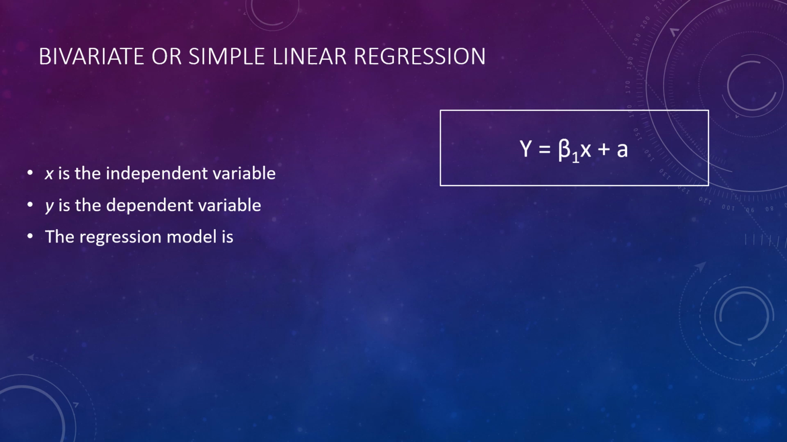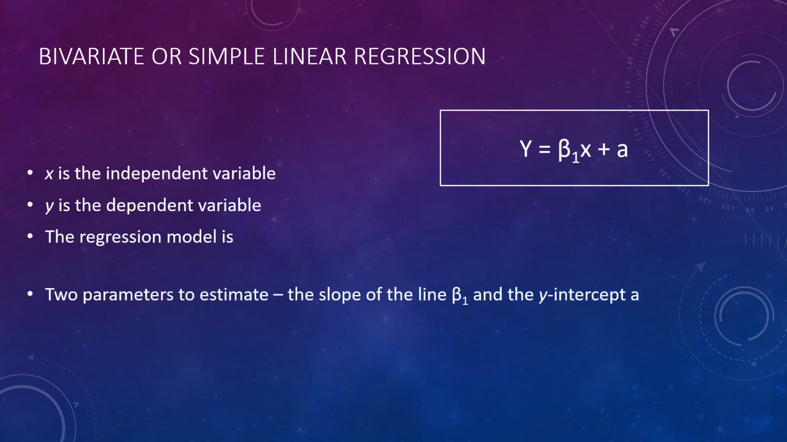So in building our model now, and again, this is our simple linear regression. It's different than multiple regression. I want to emphasize that. The regression model has two parameters to estimate: the slope of the line, beta, and the y-intercept. These are the two variables that we build to estimate what y is.